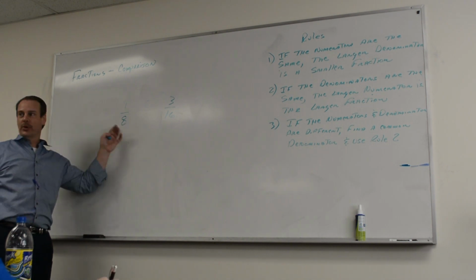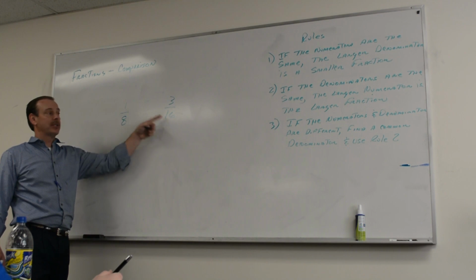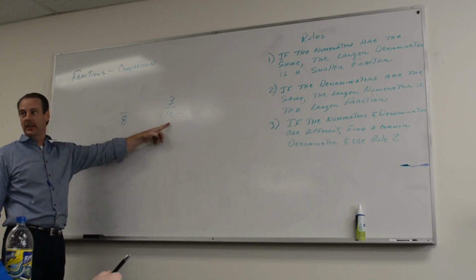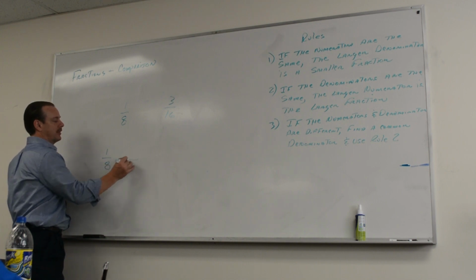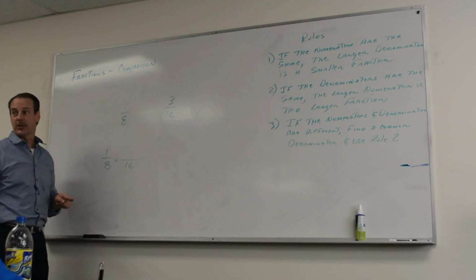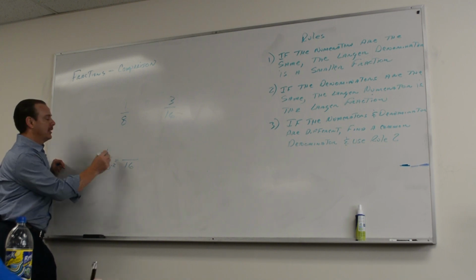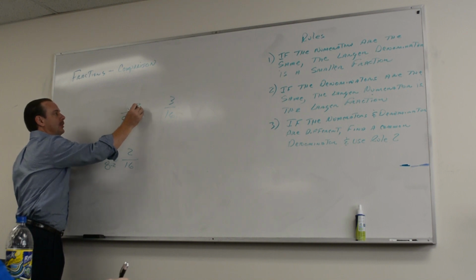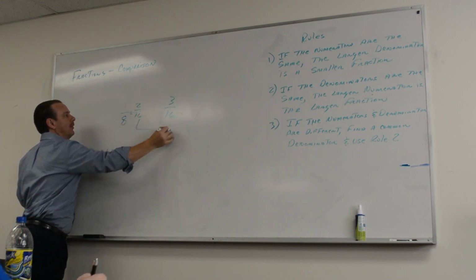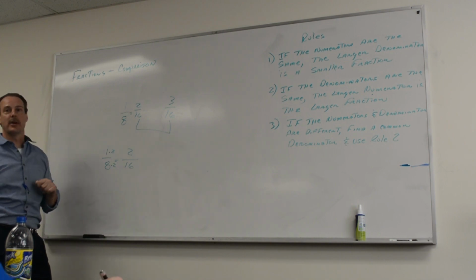When you're finding a common denominator, see if one denominator divides evenly into the other. Since 8 goes into 16 evenly, we could change the 8ths to 16ths as an equivalent fraction. We multiply the 8 by 2, that gives us 16. Multiply the 1 by 2, we get 2. So 1/8 is equal to 2/16. Now we compare these two. Which one's larger, which one's smaller? 3/16 is larger. Go back to rule 2.